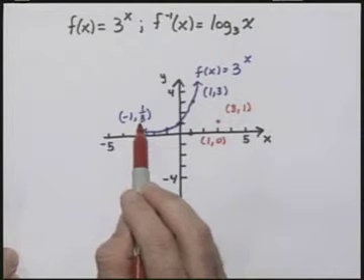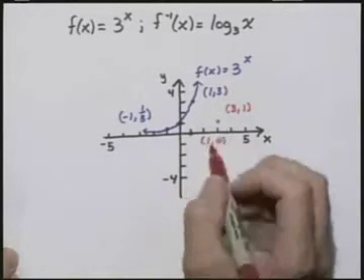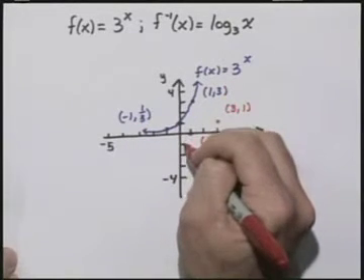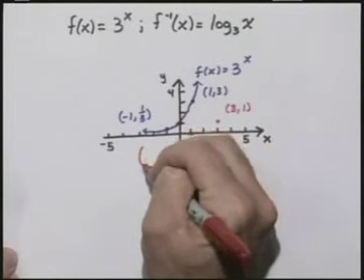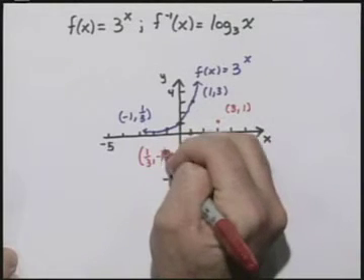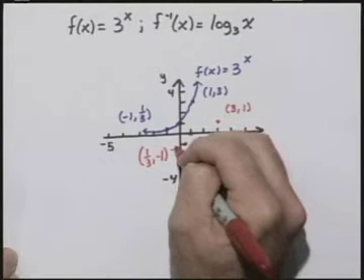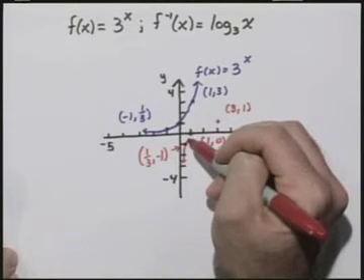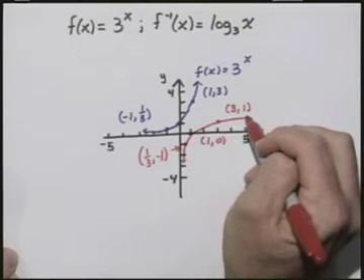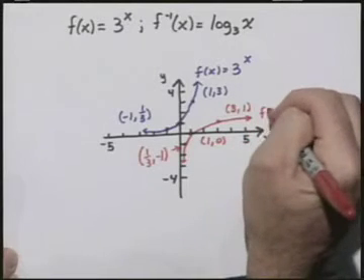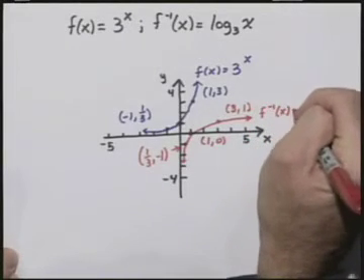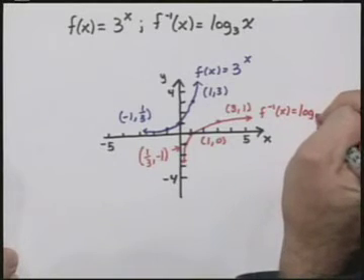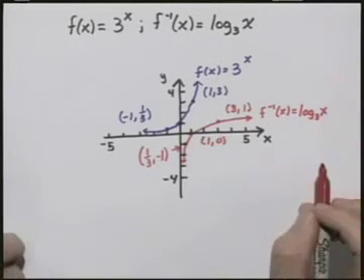Here, (negative 1, 1/3) is on the graph of f, therefore (1/3, negative 1) is going to be on the graph of the inverse, and so I go ahead and trace in the graph of the function, and we have f inverse of x is log base 3 of x.